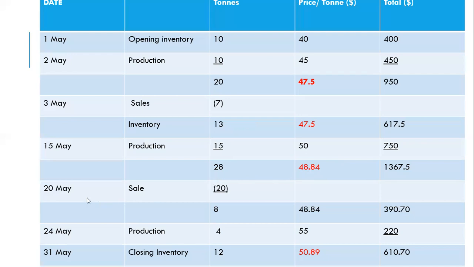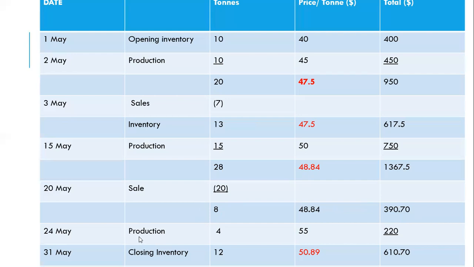So on 20th May, we made a sale of 20 tons again. So our new closing balance is 8 tons. Remember, our new average cost is now 48.84. So we can value these 8 tons by multiplying by 48.84 to give us 390.70. You can try that with your calculator.